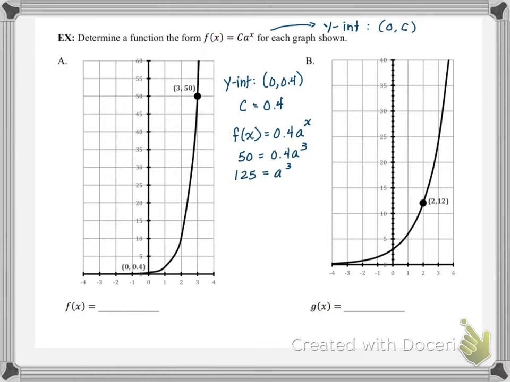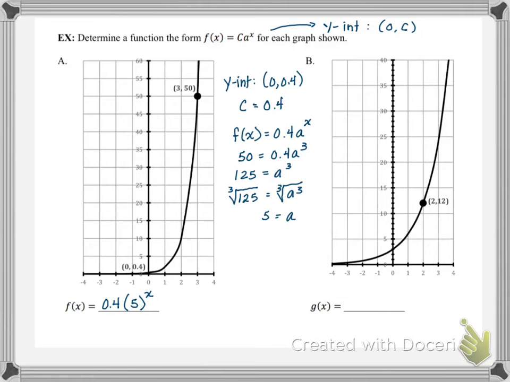How do I solve that? Yeah, we take the cube root of both sides. So the cube root of 125 is equal to the cube root of a to the third, and a equals 5. Even if that was an even exponent, we don't deal with any plus or minuses here. If that was a squared and we took the square root of both sides, we don't get a plus or a minus because a is always positive. By definition of an exponential function, your base has to be positive, so you just take the positive one. So our function is 0.4 times 5 to the x.